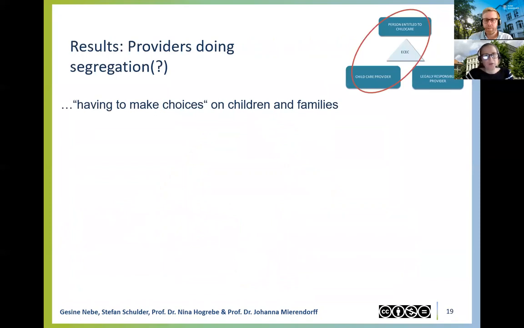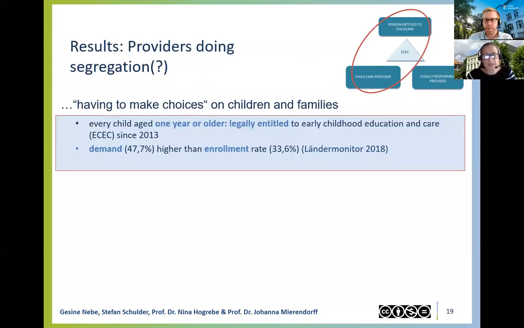We're talking about having to make choices on children and families. We would like to highlight the somewhat paradox situation resulting from the entitlement to daycare and yet an overall shortage of supply. The supplier, that is the ECEC provider, of a most wanted service could and can in that case choose whom to enroll, or if we put it that way, whom to grant the service.